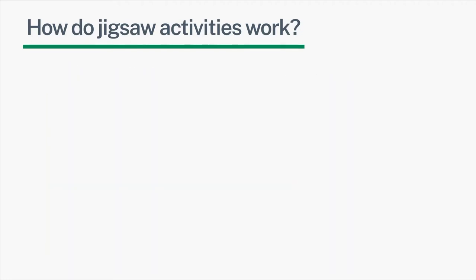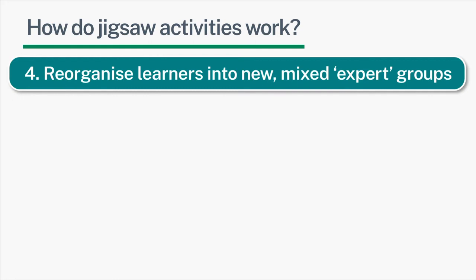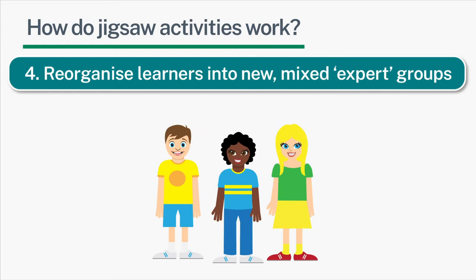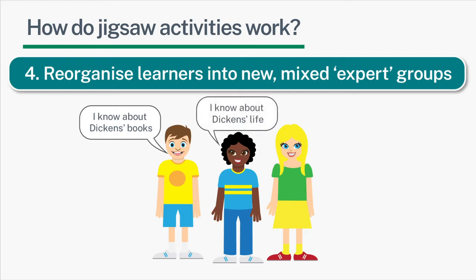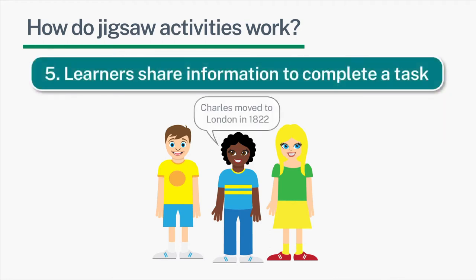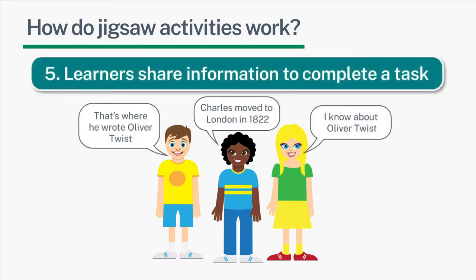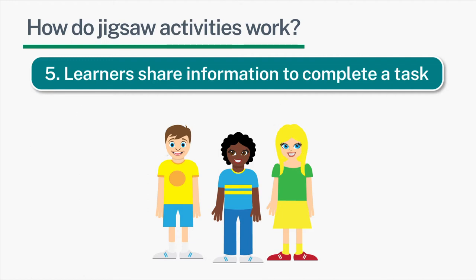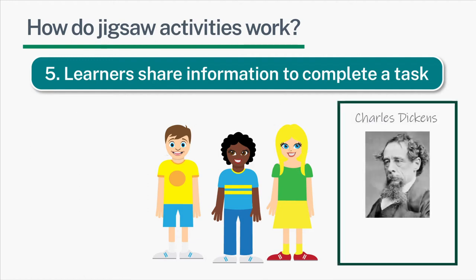After each group has become experts on their topic, the class is then reorganised into new groups of learners, so that each learner in the new group is from a different expert group. In our example, we'd have one learner who knows about Charles Dickens' books, one who knows about important events in his life, and one who knows about the characters. These learners then share their information with other members of the new group so they can complete a task together. For example, learners might create a documentary-style presentation or a poster of Charles Dickens' life.